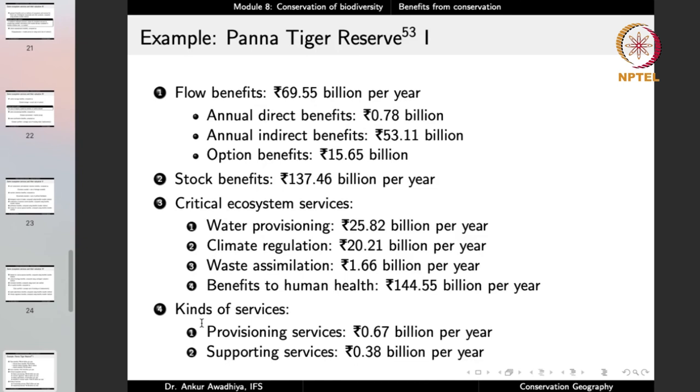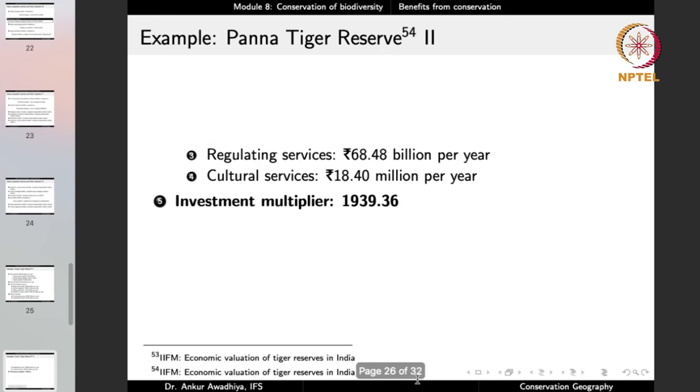Now, what are these figures like? If you look at the valuations that were done for Panna Tiger Reserve, the flow benefits are around 70 billion rupees in a year. The stock benefits are 137 billion rupees. Critical ecosystem services: water provisioning, climate regulation, waste assimilation. So we can do all these kinds of valuations, and the final figure that we are getting is that the investment multiplier is 1939.36. Meaning that for every rupee that is getting invested for the protection and maintenance of Panna Tiger Reserve, we are getting benefits as high as 2000 rupees.